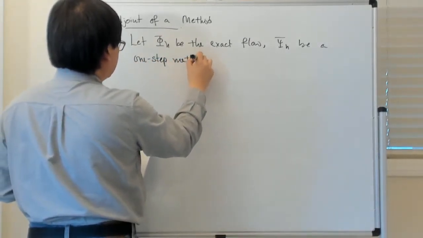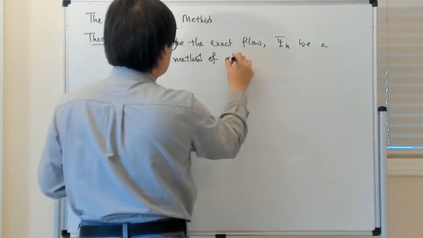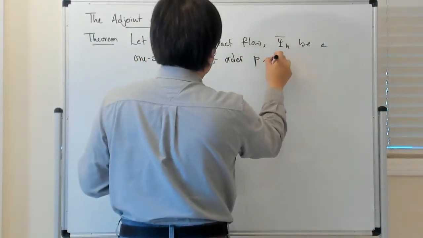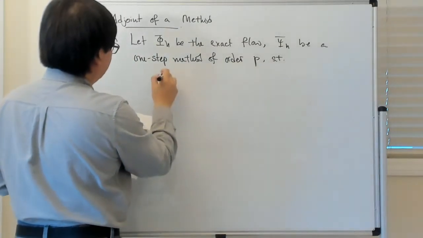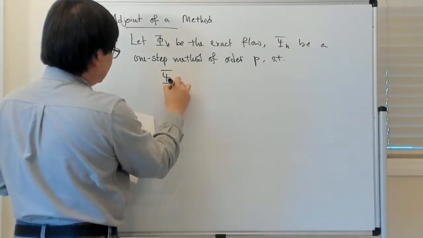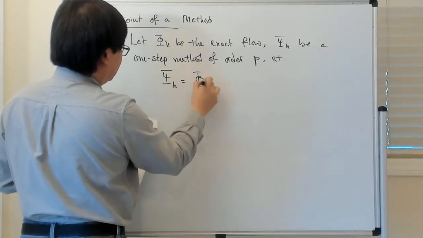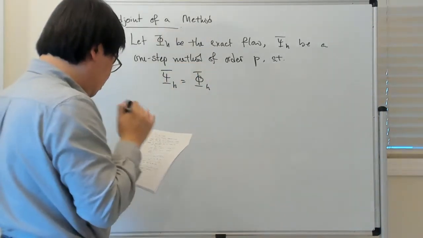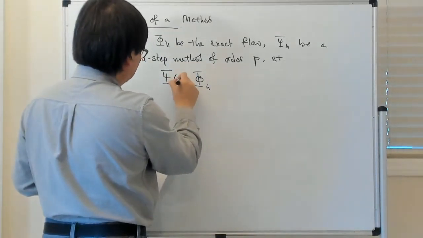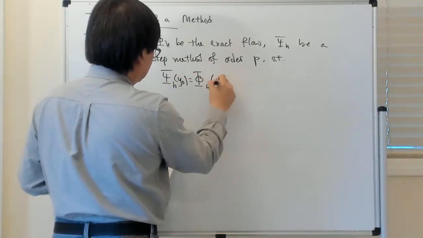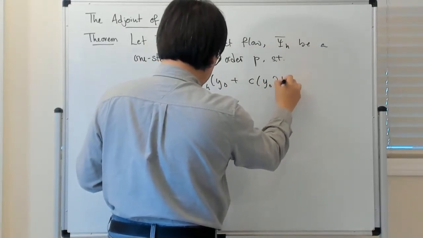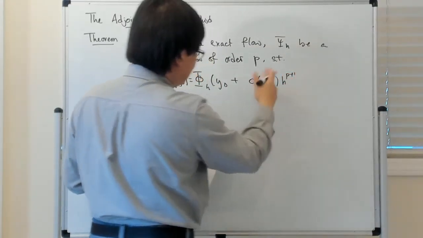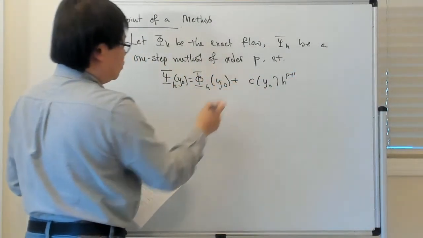Of order p, such that you can relate the one-step method with the exact flow. Well, let me just apply it to a particular initial condition, plus an error term which looks like c(y0) h to the p plus 1. So this is the leading order error term.